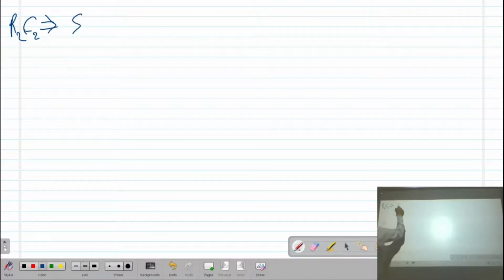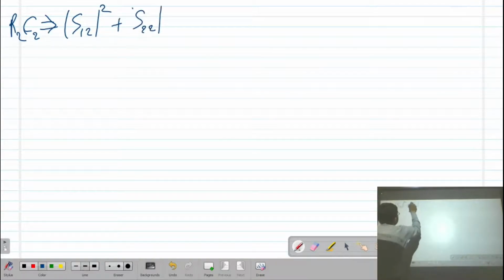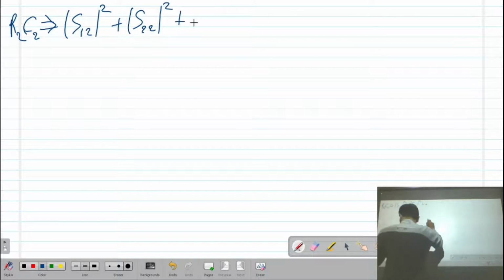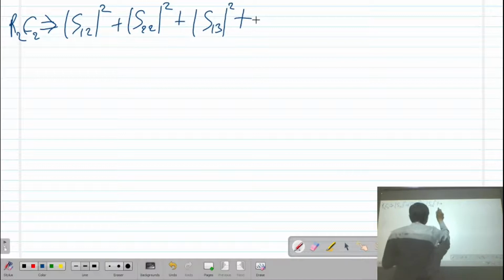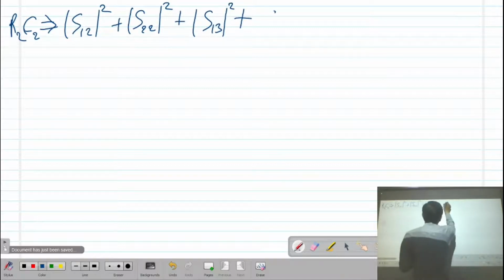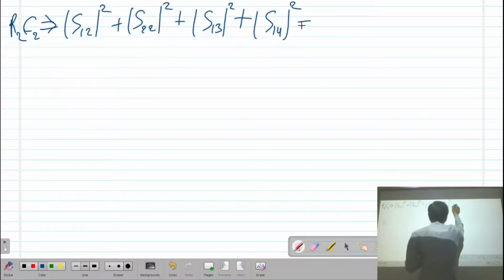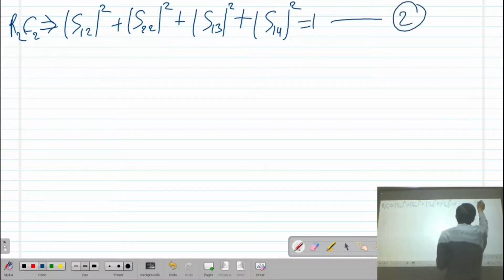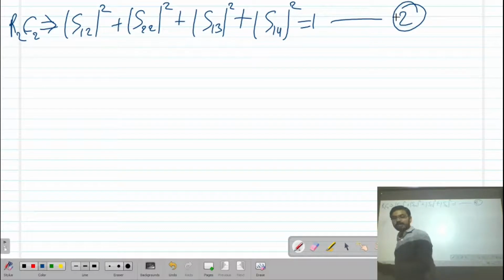We will have S12 whole square plus S22 whole square plus S13 whole square plus S14 whole square is equal to 1. This is equation number 2.